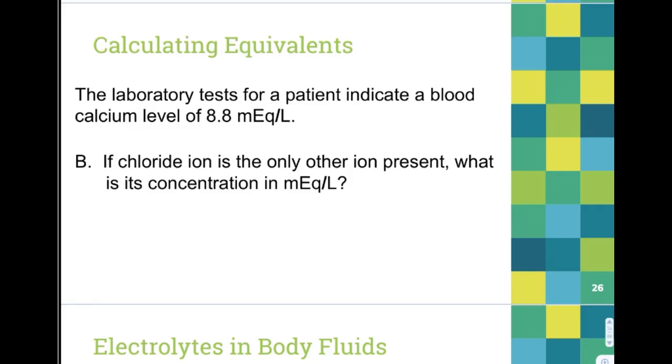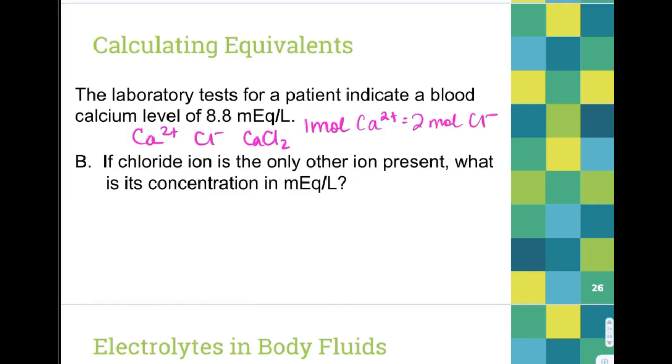So if chloride is the only other ion present, what would the concentration of chloride be? And so if I have calcium and chloride, how is it going to come together? Calcium is going to come together with chloride in a 1 to 2 ratio. So it'll be calcium chloride. And so for every 1 mole of calcium, there's going to be 2 moles of chloride.